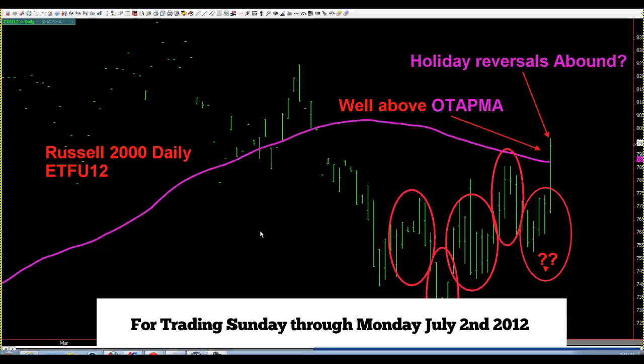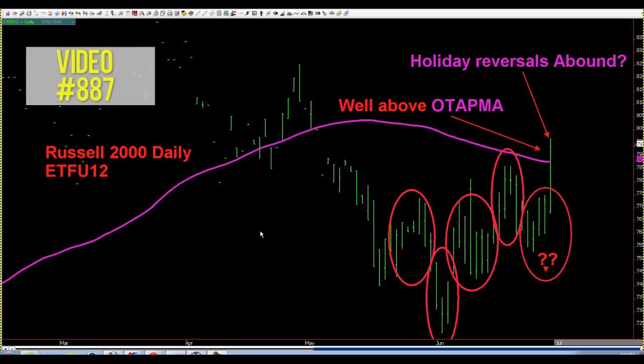Okay, traders, today is Friday, June 29th, 2012. It is Friday afternoon, and we are looking at the Russell 2000. Traders, big reversal today out of the right shoulder.